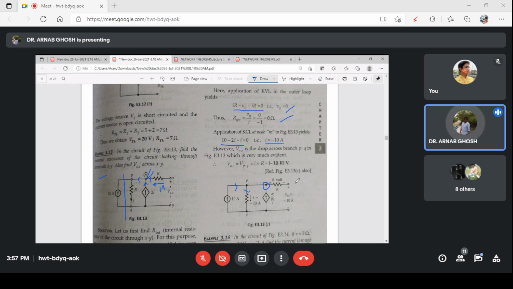So when you are calculating the open circuit voltage, this will be same as the voltage across PQ. So your open circuit voltage is coming out to be minus 10 R volts. As your R has not been mentioned to you, you will be writing the open circuit voltage as minus 10 R volt and the internal resistance as 0 ohm.